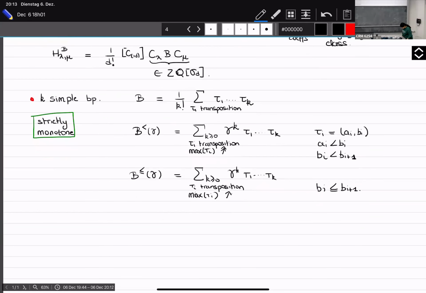Gaetan? Yes. The gamma is just a parameter, and that's powers, right? Gamma is just a parameter.